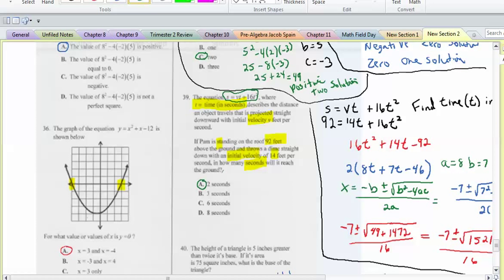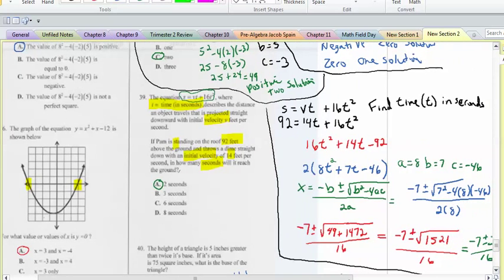So I got 16t squared plus 14t minus 92. They're all even, so I'm going to pull a 2 out, and I've got 8t squared plus 7t minus 96. I'm going to use the quadratic formula to solve this, because if I did the x in the box, I don't want to do it. So I'm going to go ahead and do the quadratic formula. I believe it'll be easier.